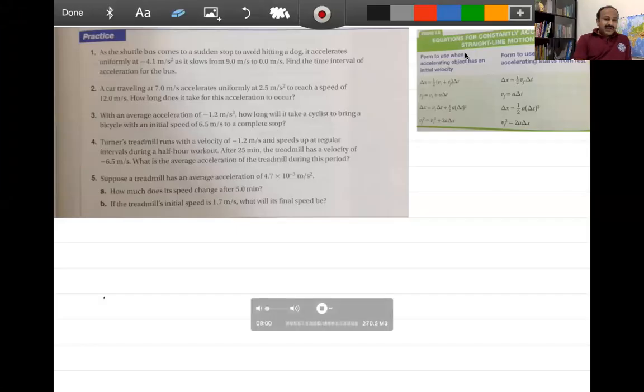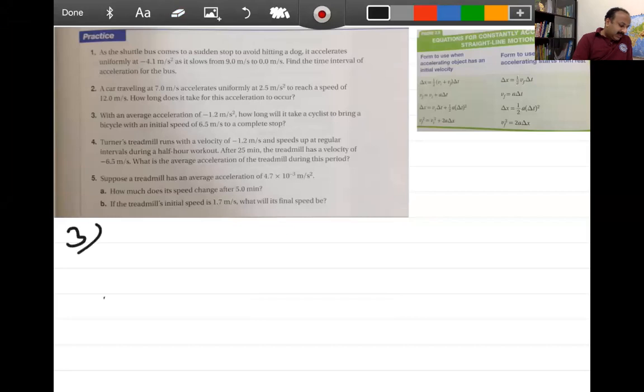And now number two, question number three. With an average acceleration of minus 1.2 meter per second square, how long will it take a cyclist to bring a bicycle with an initial speed of 6.5 meter per second to a complete stop? So here also, how long, they are asking you the time taken, and they have given you the values of acceleration.